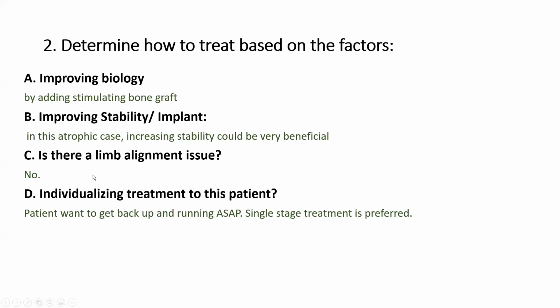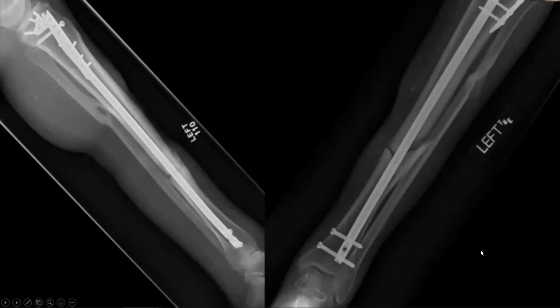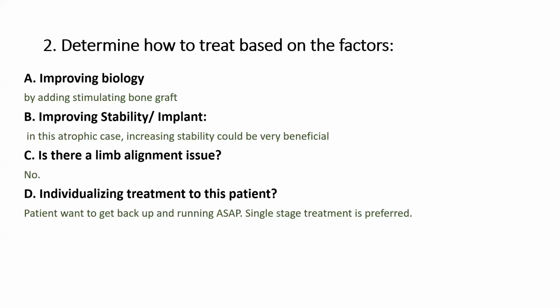Is there a limb alignment issue? No, as we saw in the x-rays here. Actually, excellent alignment, so it was not an alignment issue. So the last point is individualizing this treatment to our patient. So patient is young, he's a firefighter, so very active, and wants to get back to work as soon as possible. Single stage treatment is preferred in this case.